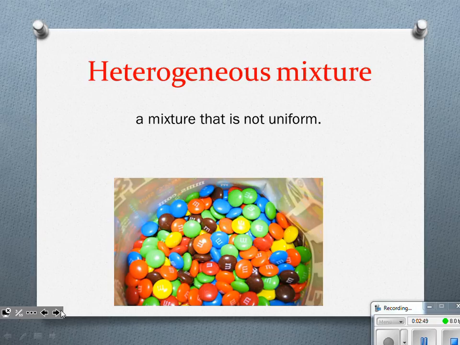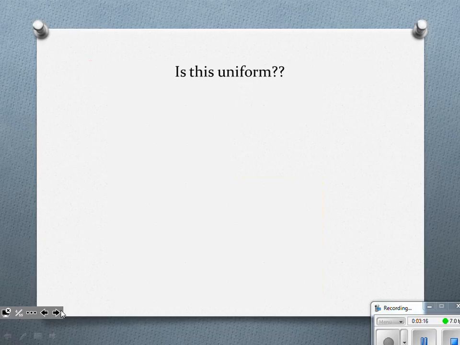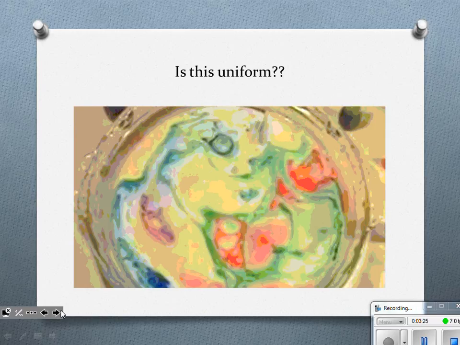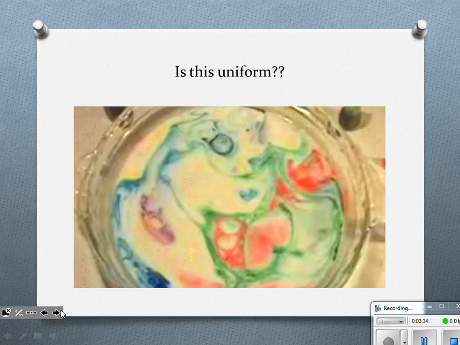Look at those M&Ms. Is that uniform or not? Definitely not uniform. How would I get that to be uniform? Take out all the colors and just have one color, right? Sure. Is this uniform? Is that uniform? You think? You're guessing? Let me ask you this. Is this spot right here the same as this spot right here? Is it uniform? No, it is not uniform.